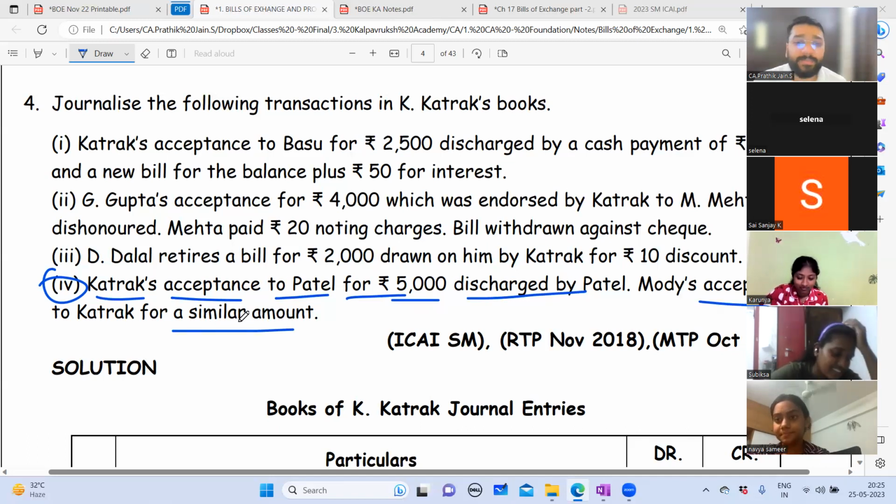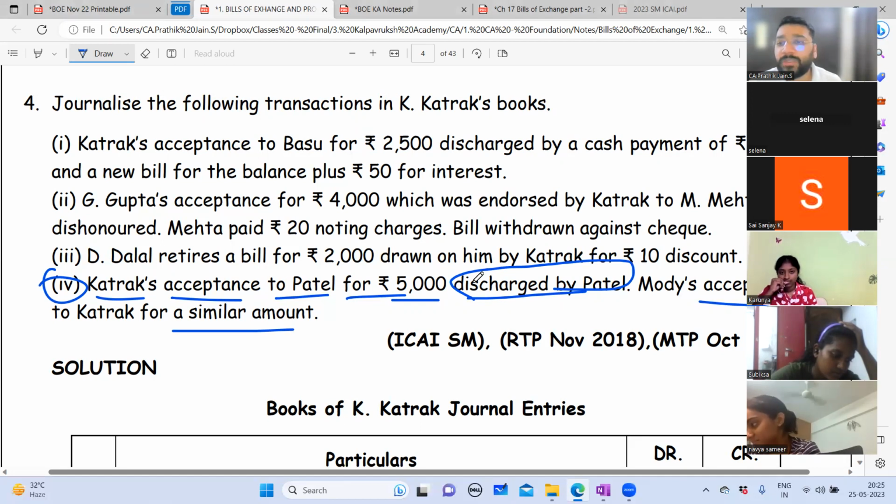Katrak's acceptance to Patel for 5,000, discharged by Patel. Modi's acceptance to Katrak for similar amount. So two different instances. My dear friends, please tell me, in the first instance, between Katrak and Patel, who is buyer, who is seller? Katrak is buyer.